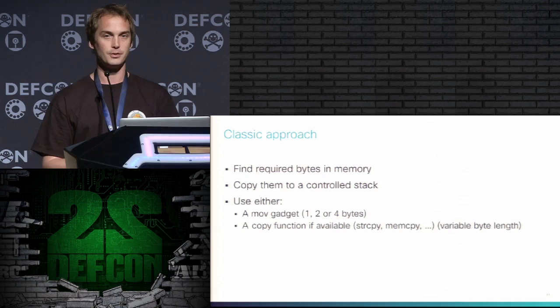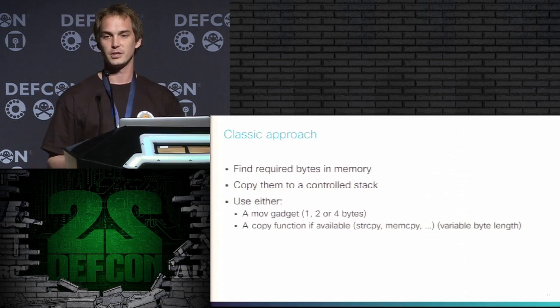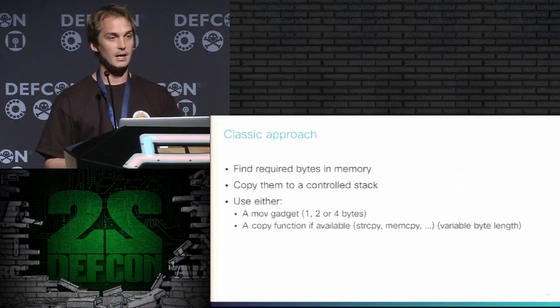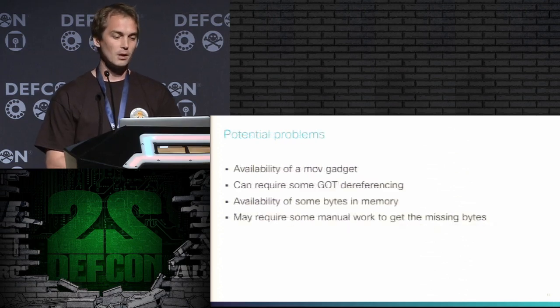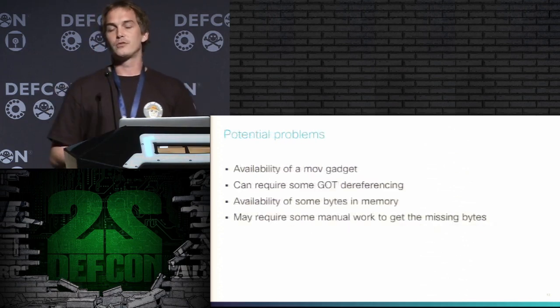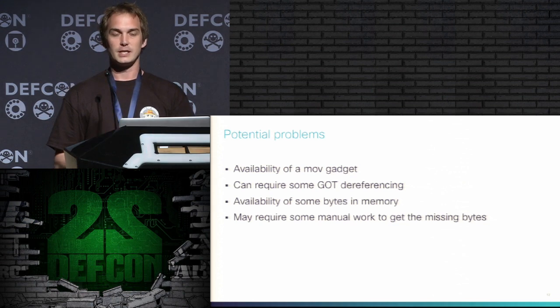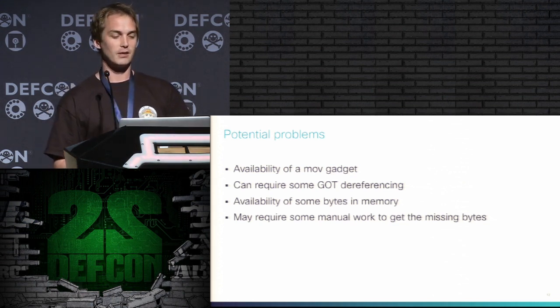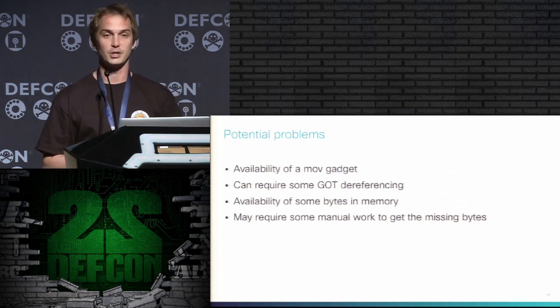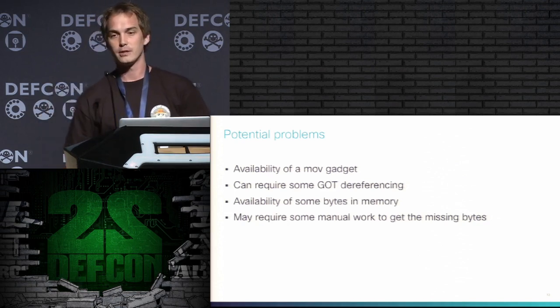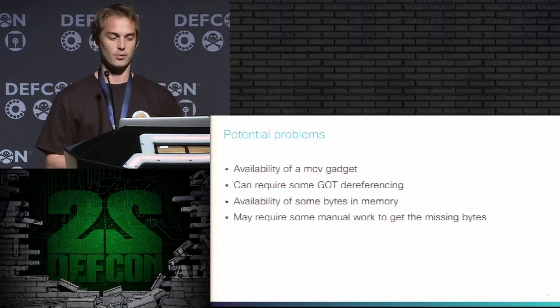To achieve that, you're going to look for some particular gadgets, which is a move gadget. You're going to try and move something from a register you control to a zone in memory you control. Or you can use a bunch of functions if they are exported by the target binary, which is not always the case. So you've got a bunch of potential problems in this. You're counting on the availability of a move gadget. In the real world, you've generally got it. So in big programs, it's not a problem.